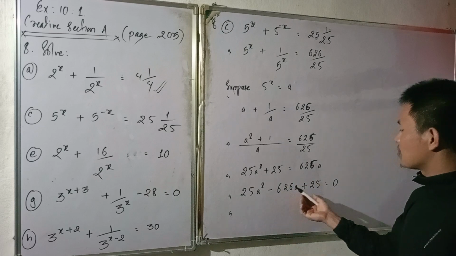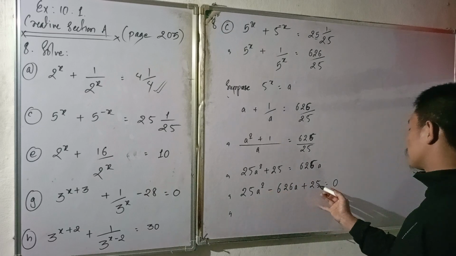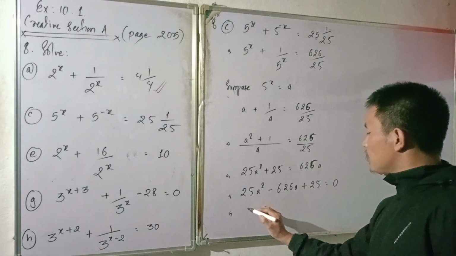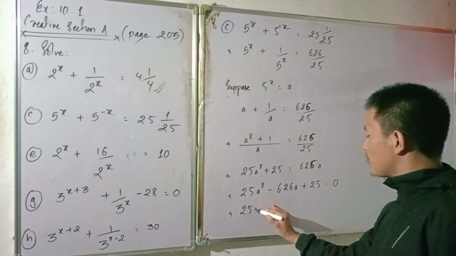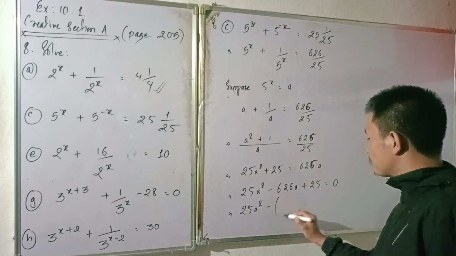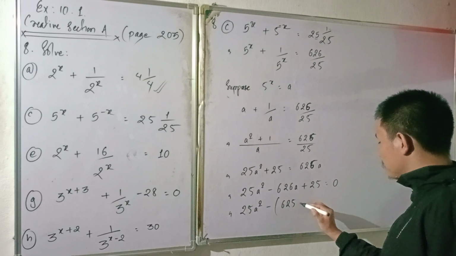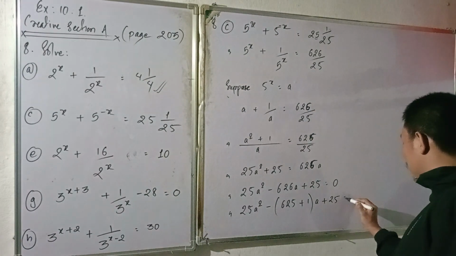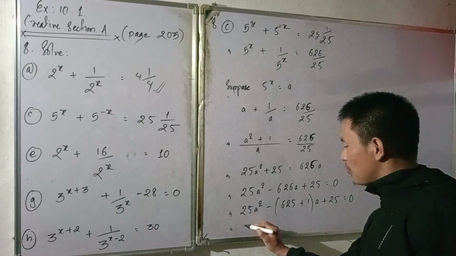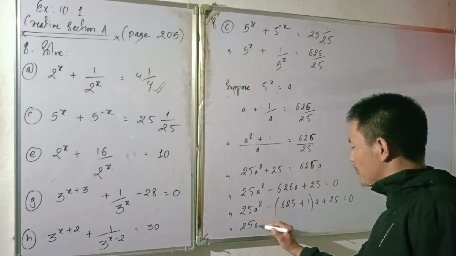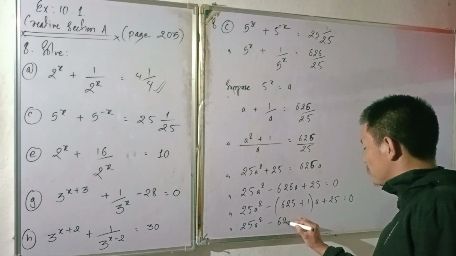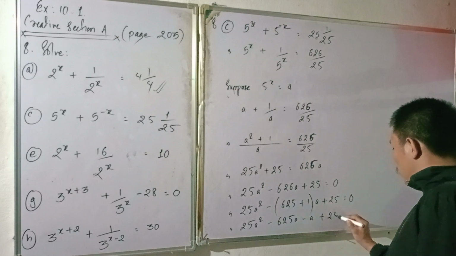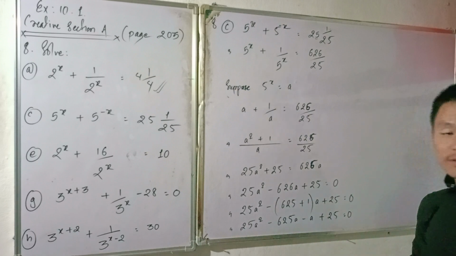625 into 1, 625. 625 plus 1, 626. So this will be 25a square minus 626a plus 25 equals 0, or 25a square minus 625a minus a plus 25 equals 0.